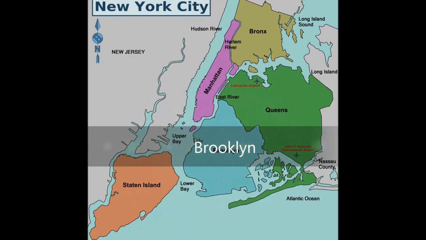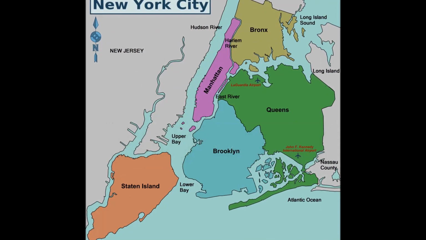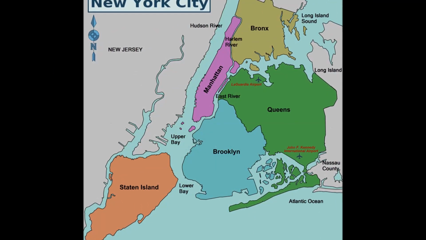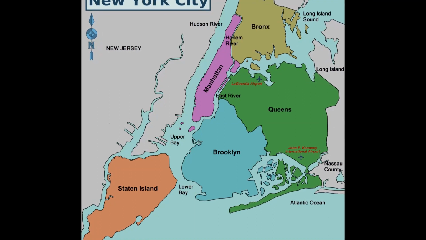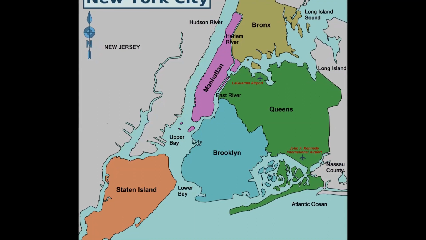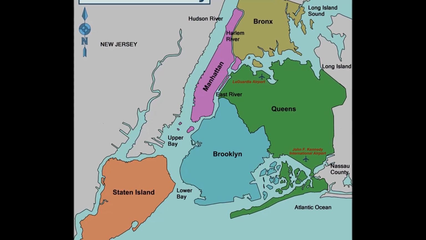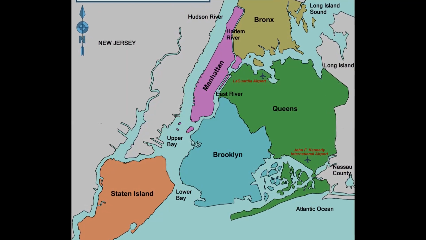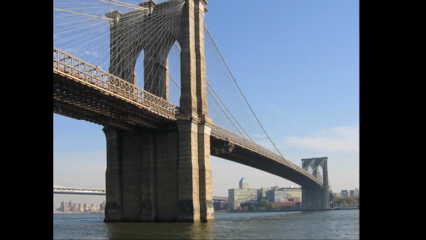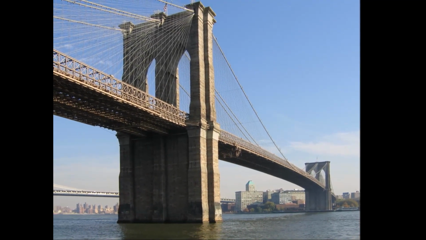Brooklyn, a Dutch word, is the second largest and most populous of the five boroughs. It is located on the southwestern tip of Long Island, west of Queens, and situated across the Upper Bay and the East River from Manhattan. The borough is connected to Manhattan by the Brooklyn Bridge and has a land area of 70 square miles.